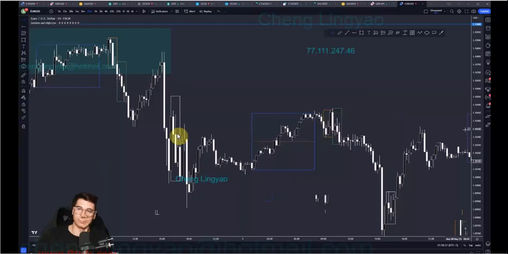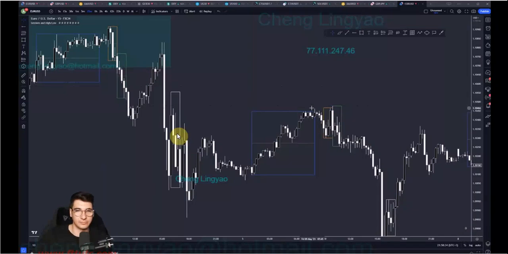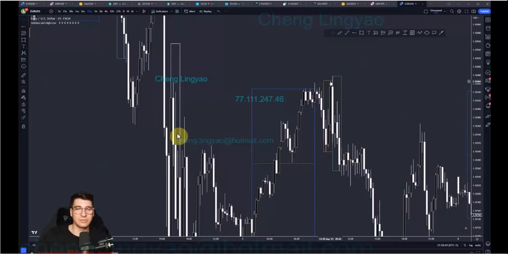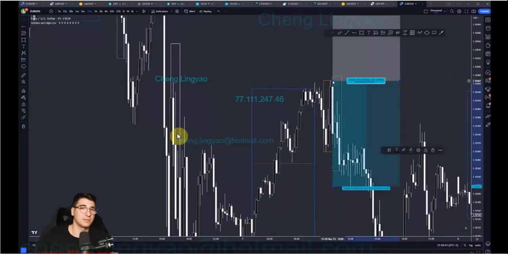You see here another very good, the same setup like I told you, right? Frankfurt takes out Asia high, London comes in, takes Frankfurt high, and usually just takes it out by a few pips, literally just a few pips. It takes it out because it just wants to set the high.